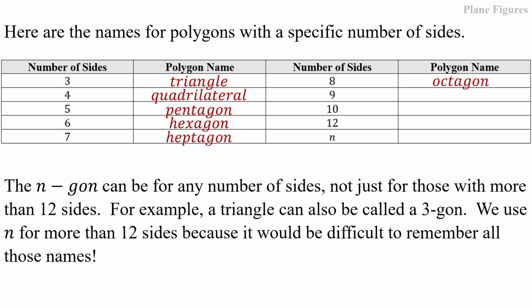Heptagon, octagon is the one that everybody knows. Nonagon is 9 sides. Decagon means 10 sides. 12 sides is a dodecagon. And if it has more than 12, or even 11, if it has 14 or 20 sides, we can call it an n-gon. An n is the number of sides. Okay, for example, if you have 52 sides, then we can call it a 52-gon.